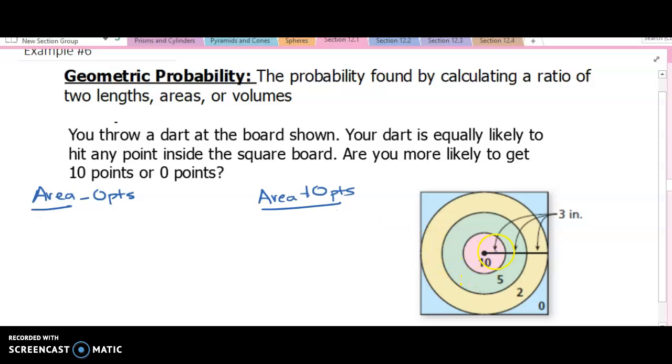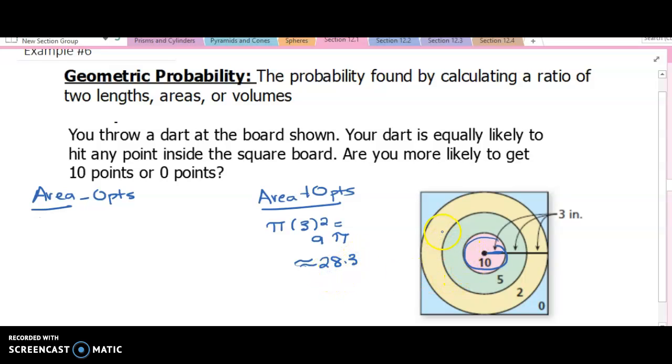Well, the area of 10 points is just this one right here, where the radius is 3. So the area of a circle is pi r squared, which is 9 pi, which is roughly 28.3.